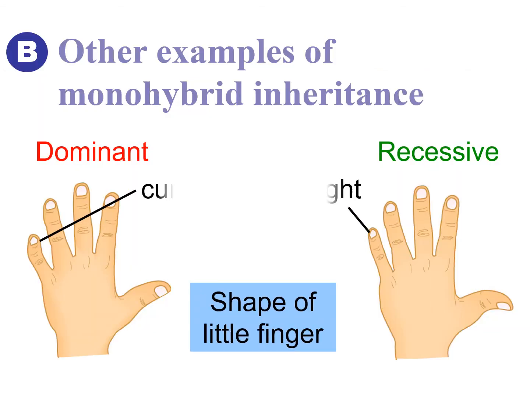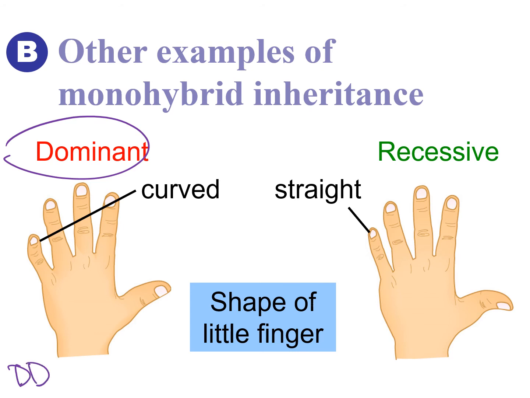The shape of the little finger is also controlled by dominant and recessive allele. If you have curved little finger, you must be either a homozygous dominant or heterozygous. And if you have a straight little finger, you must be having two recessive allele, homozygous recessive.